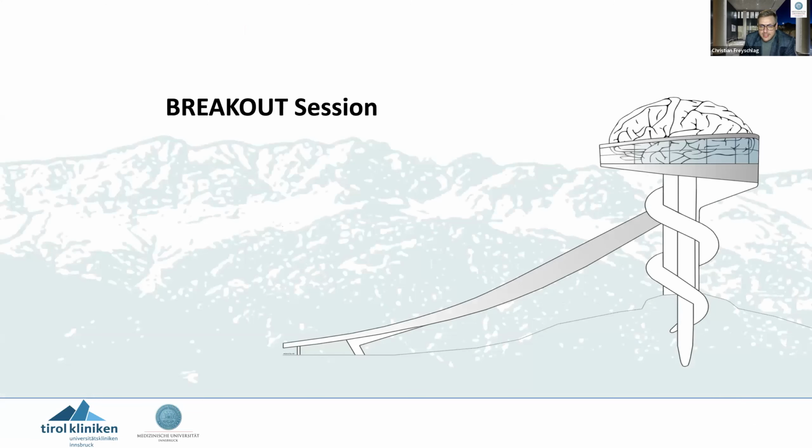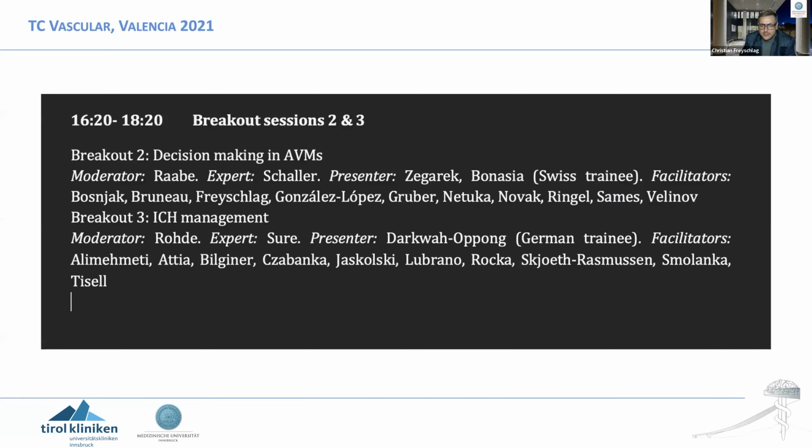First, we'll start with the breakout session, just to give you a heads up on how this usually works during the training courses. This is an example from the vascular course. You have the moderator, the expert, and the presenters, and then a bunch of facilitators. That's necessary because you have several groups at tables discussing the cases. This is the upscaling for training courses where you have to accommodate 150 trainees. If you do this in your home department, you don't need all those facilitators.